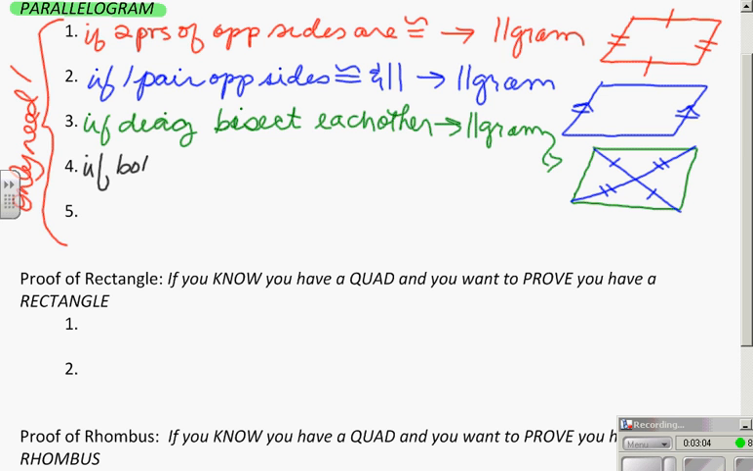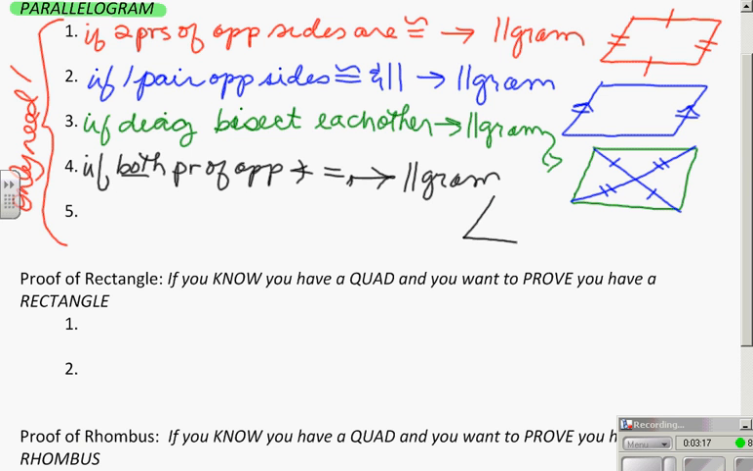If, criteria 4, both pairs of opposite angles are equal, then it's a parallelogram. So if you can prove or show that to be true, then you can say you have a parallelogram.